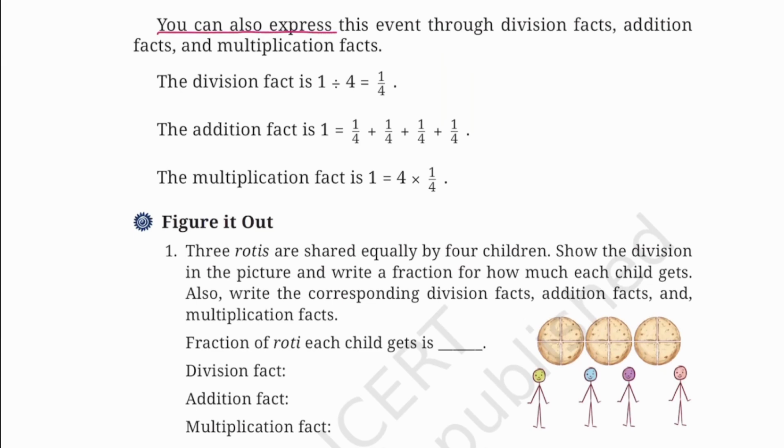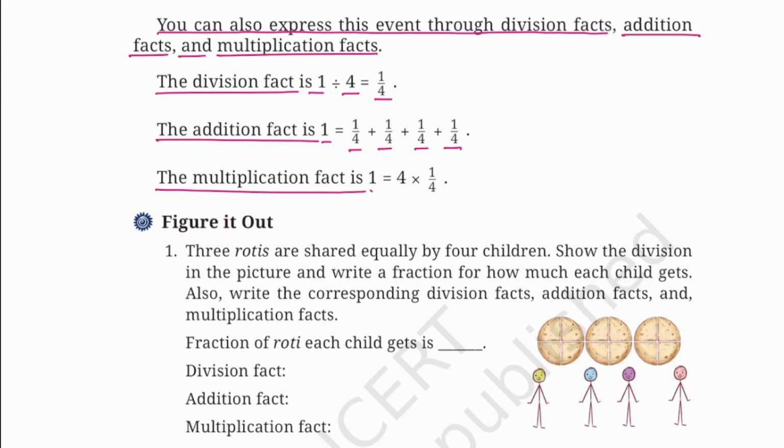You can also express this event through division facts, addition facts, and multiplication facts. The division fact is 1 divided by 4 is equal to 1/4. The addition fact is 1 is equal to 1/4 plus 1/4 plus 1/4 plus 1/4. The multiplication fact is 1 is equal to 4 times 1/4.